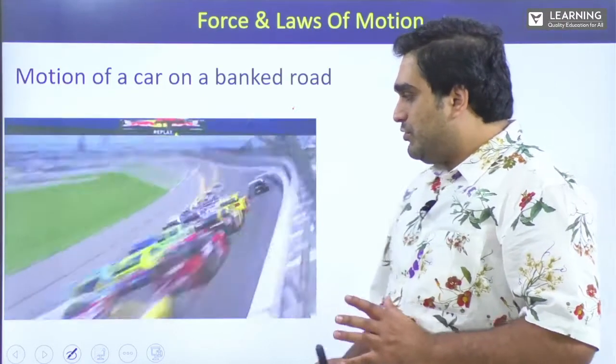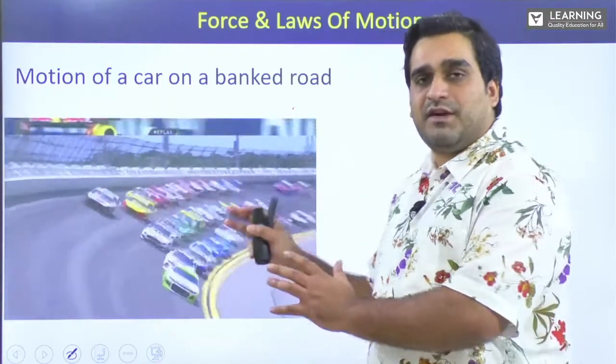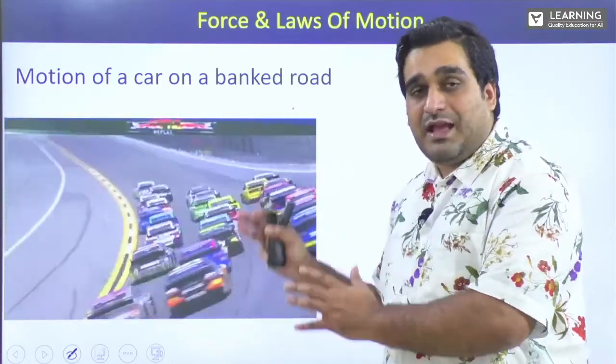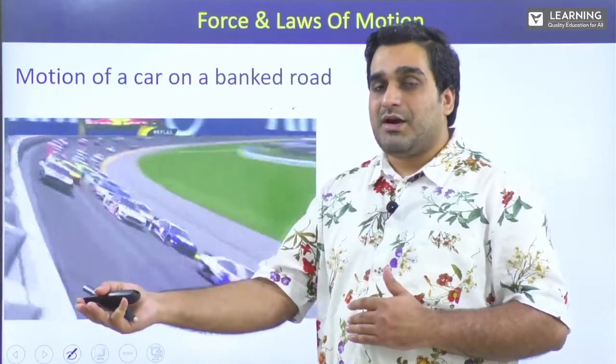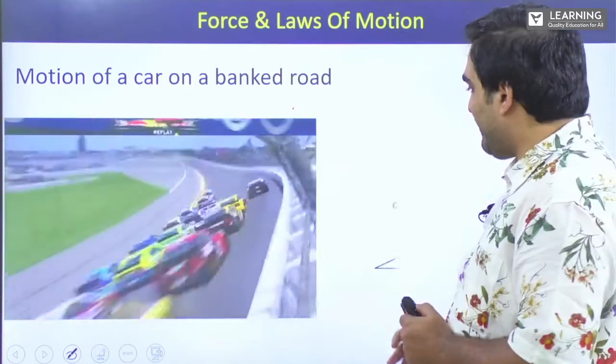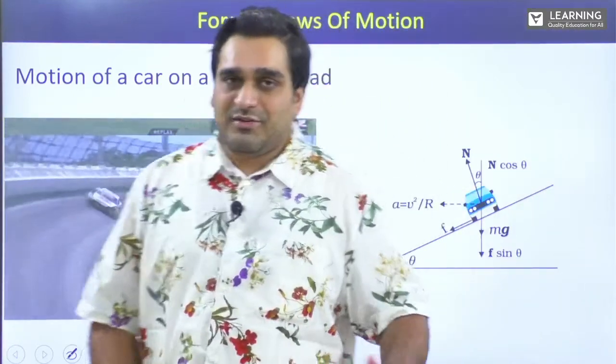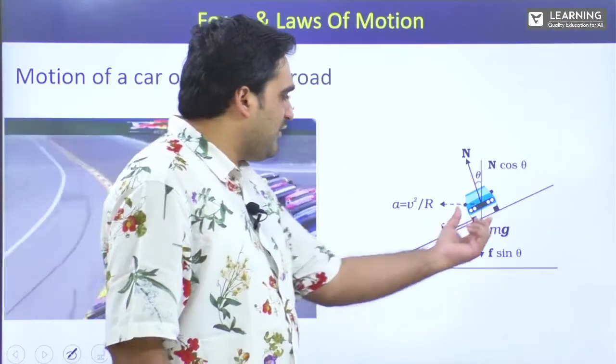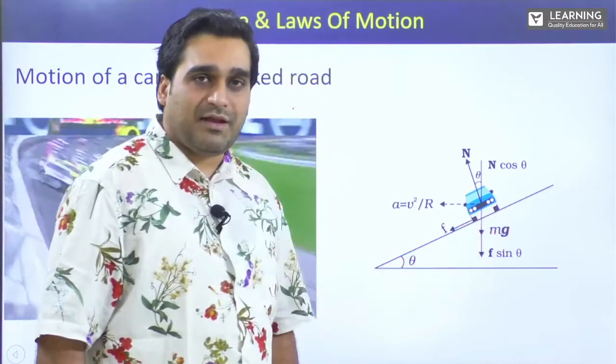So what we should do is also identify the maximum velocity for this and then compare it with the maximum velocity for a level road. Are you ready? Okay. So let's take a look at this diagram here, where you have a car that is moving along the banked road.